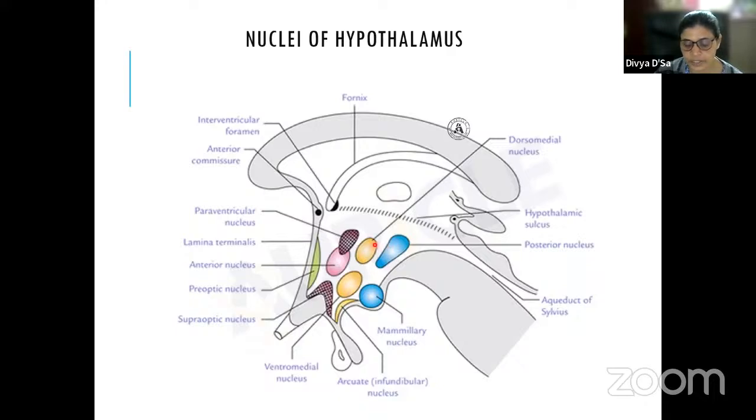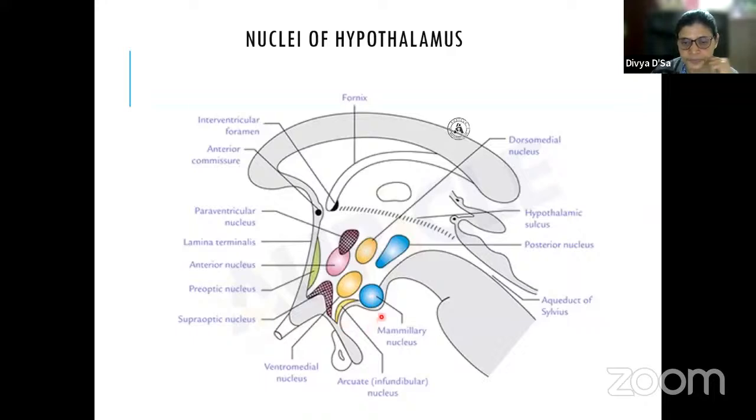Whereas the dorsomedial nucleus, its stimulation will result in obesity. Stimulation of the ventromedial inhibits the urge to eat, but stimulation of this one will cause the urge to eat. So they will have savage behavior. They eat a lot when this area is affected. That is the dorsomedial nucleus.